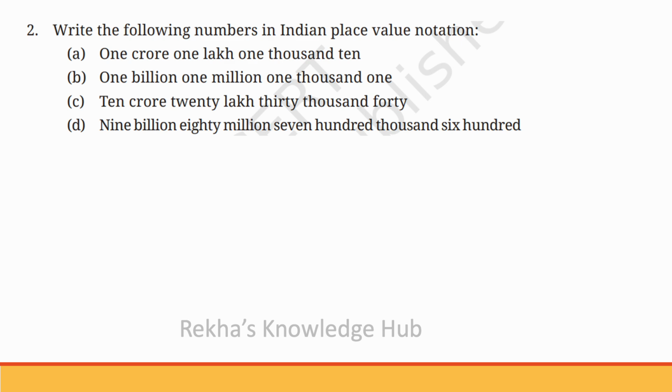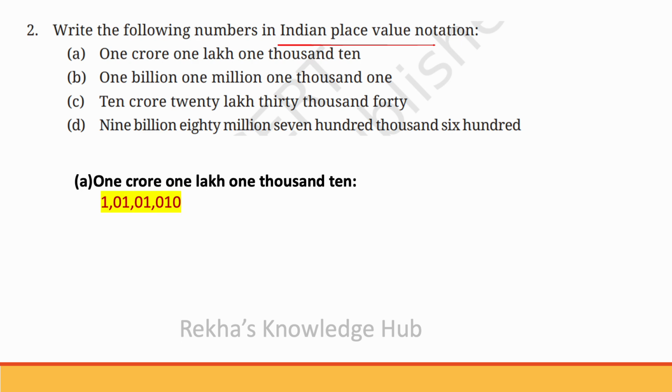Write the following numbers in Indian place value notation. First one, 1 crore, 1 lakh, 1,010. In the Indian system, we put the first comma after 3 digits from the right, then we put commas after every 2 digits. So this is 1 crore, 1 lakh, 1,010.